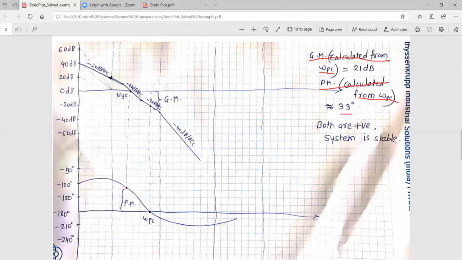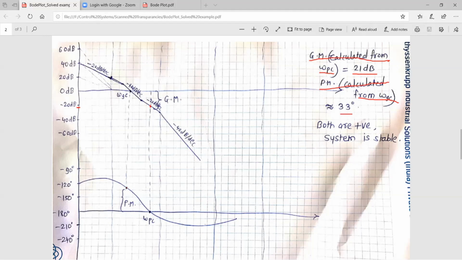Now here, what is this point? Say minus 21 dB at this scale. From minus 21 dB, you are supposed to go to 0 dB. So how much do you need to add? Plus 21 dB, right? So this plus 21 dB is considered to be the gain margin and it is considered positive. The calculation for phase margin is a little bit different.